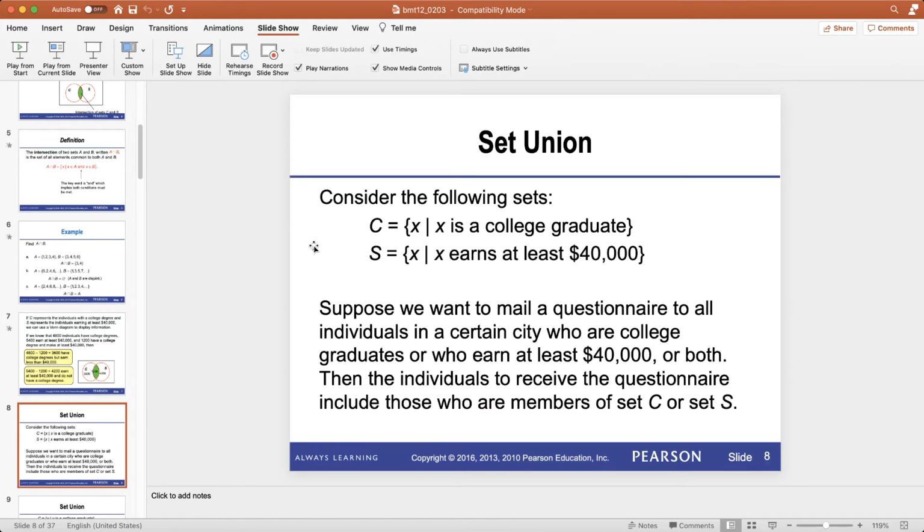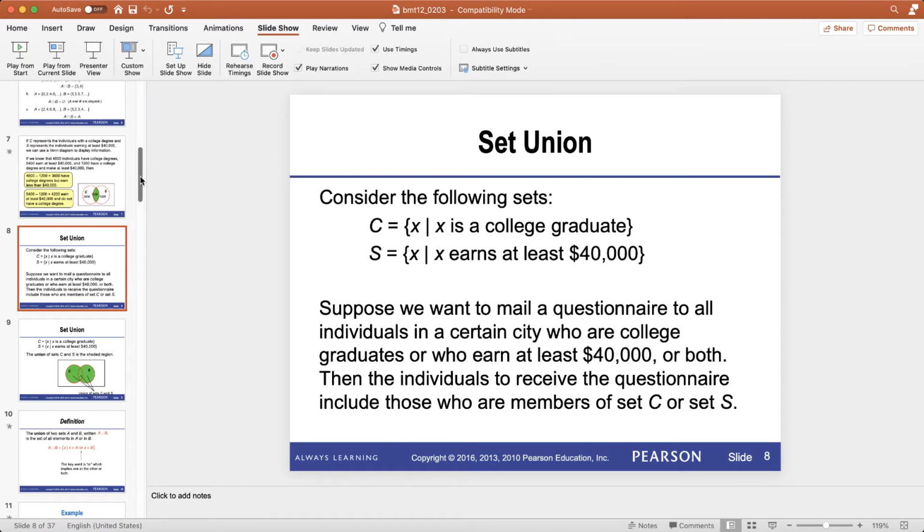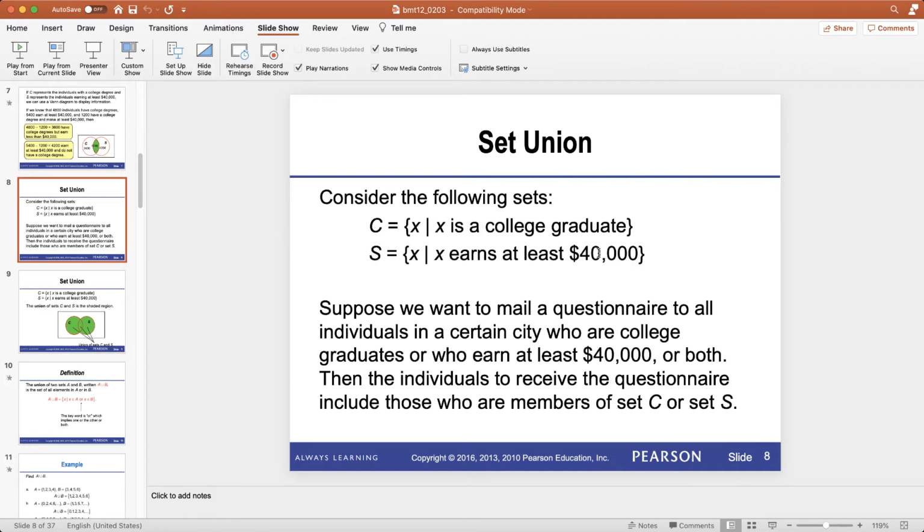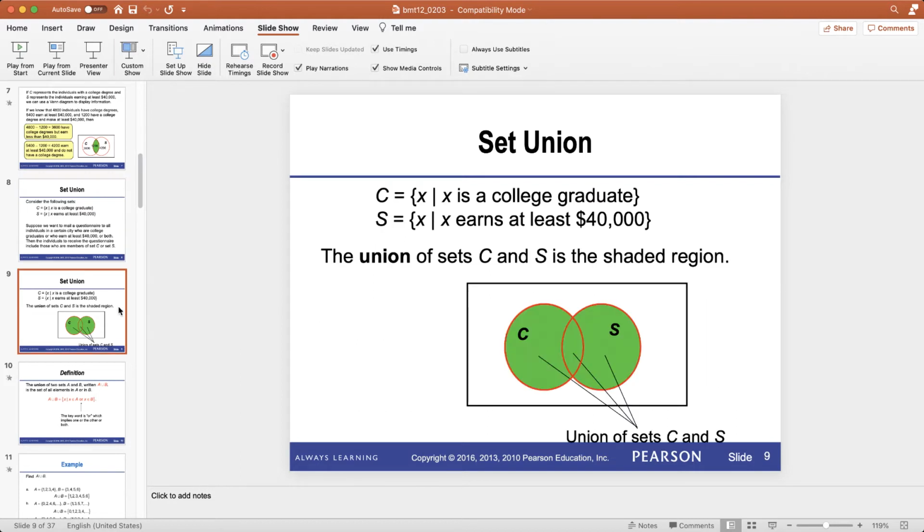Okay, so that is called set union. The union of two sets is bringing them both together. This is different from intersection. If you look at this picture here, this is the union. You're putting everybody together. Okay, so you're going to have some overlap right there.